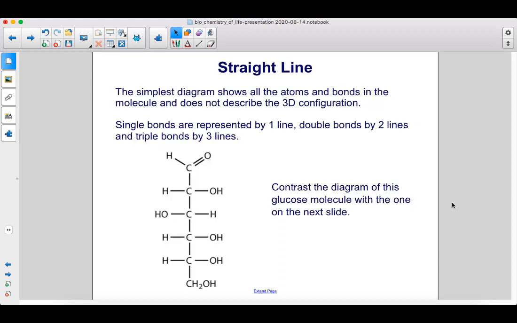The simplest diagram shows all the atoms and bonds in the molecule and does not describe the 3D configuration. Single bonds are represented by one line, double bonds by two lines, and triple bonds by three lines. Contrast the diagram of this glucose molecule with the one on the next slide.